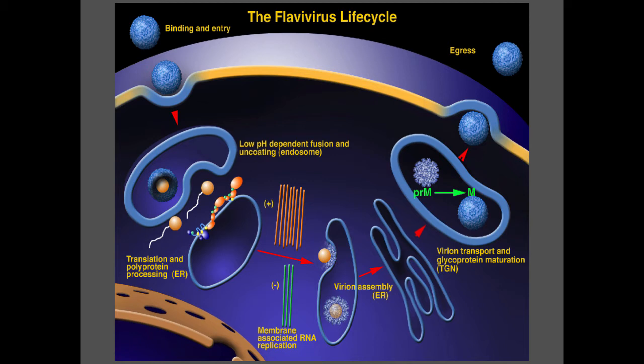So just back to the life cycle to remind us where we are. I guess we've gotten the virus into the cell. We've replicated or translated the protein in around the ER. Then the NS5 polymerase makes the nucleic acid strand. So then you have to assemble the viruses.